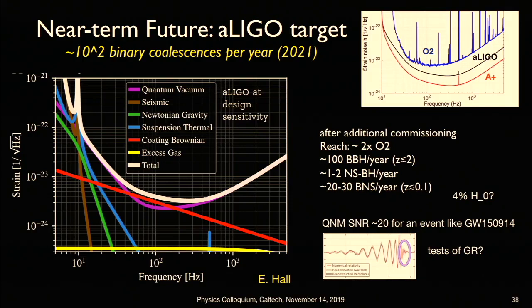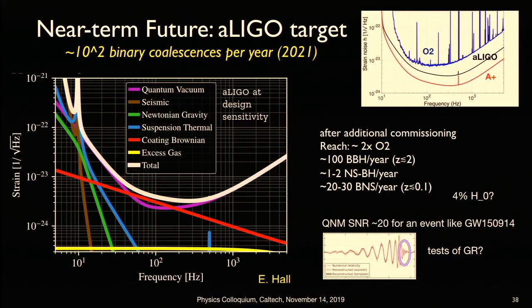The reach is supposed to be about twice what it was in O2. Order of 100 binary black holes per year, up to a Z of close to 2. 1 to 2 neutron star black holes per year, and between 20 and 30 binary neutron stars per year. With all these binary neutron stars and binary black holes, we can also start to narrow down the estimates of things like the Hubble constant. So we could potentially get to order of a 4% H0 determination.